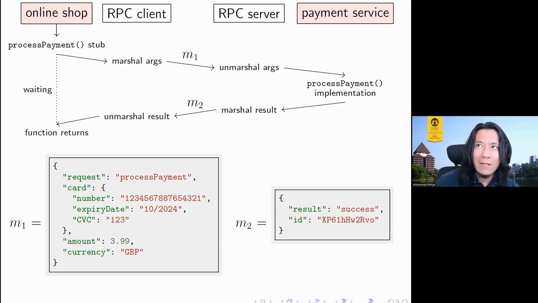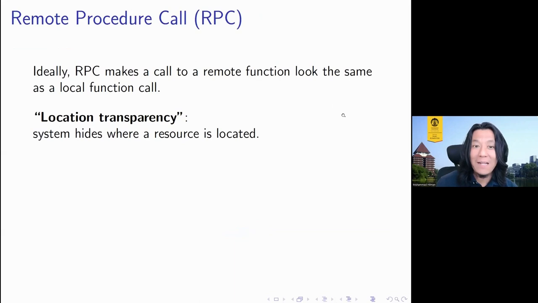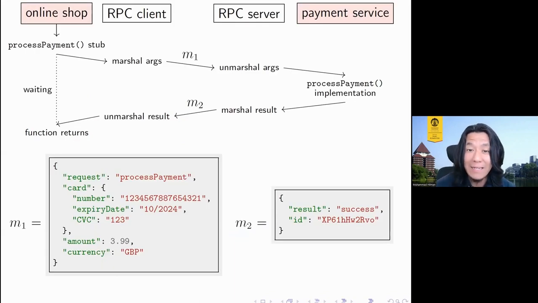Basically, involving sending message and also receiving the message. So that's how the RPC is done and how two different servers, two different computers, can communicate with each other through one similar system, which is the online shop and payment system.